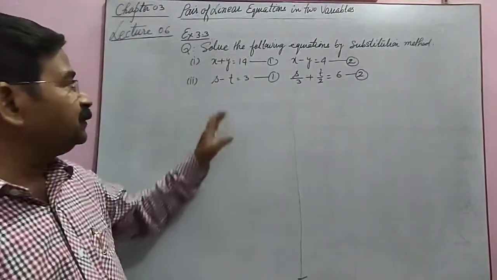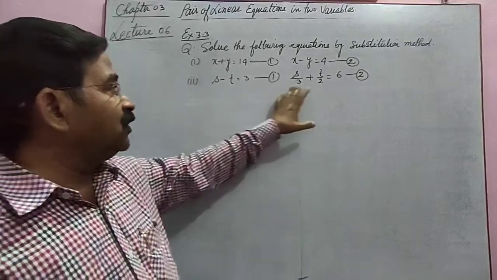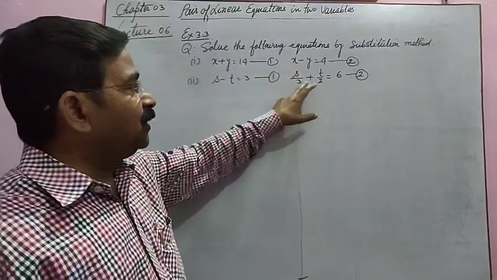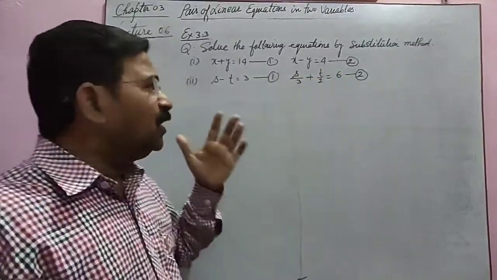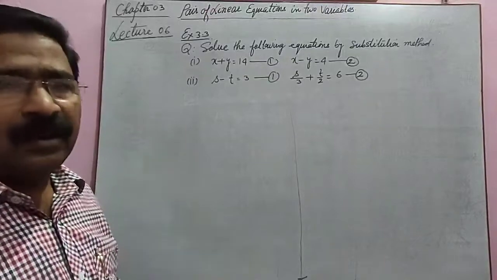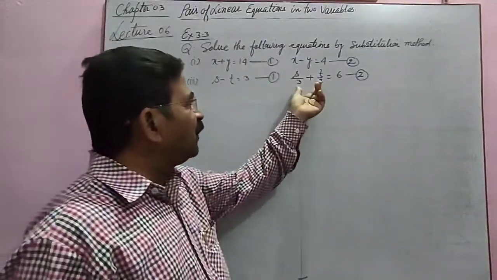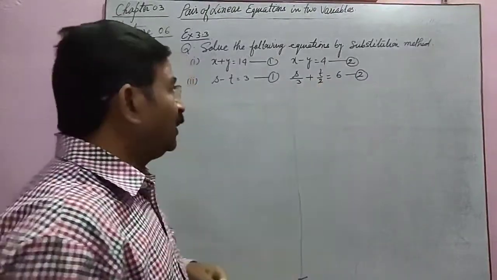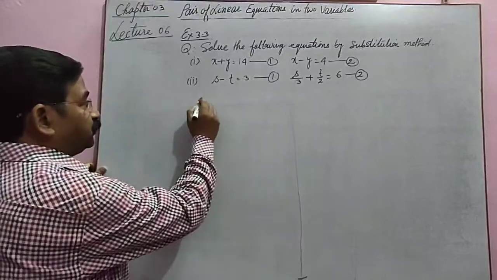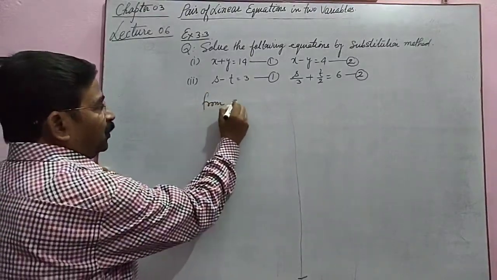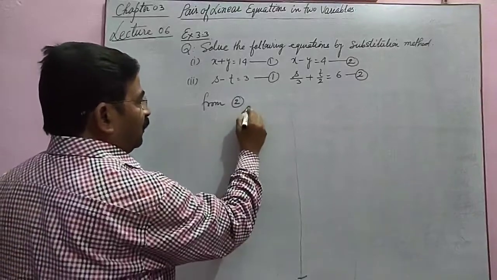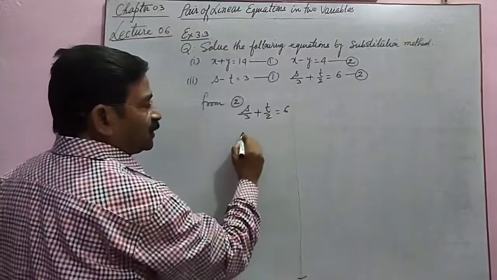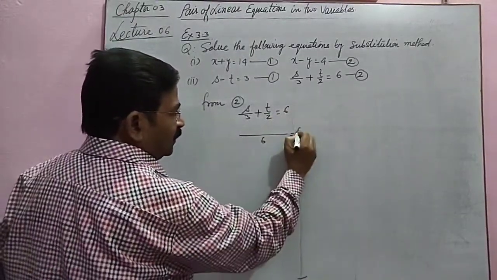Now for the second part, we are given the equations in this form: s minus t is equal to 3 and s upon 3 plus t upon 2 is equal to 6. You can solve these equations directly, or better, you can simplify equation number 2. Simplify equation number 2 by taking the LCM. From equation 2 we have s upon 3 plus t upon 2 is equal to 6. Its LCM is 6.